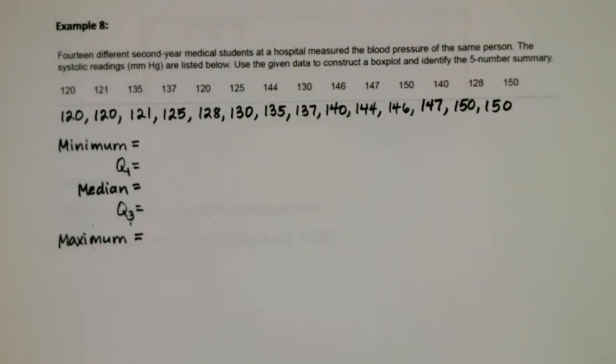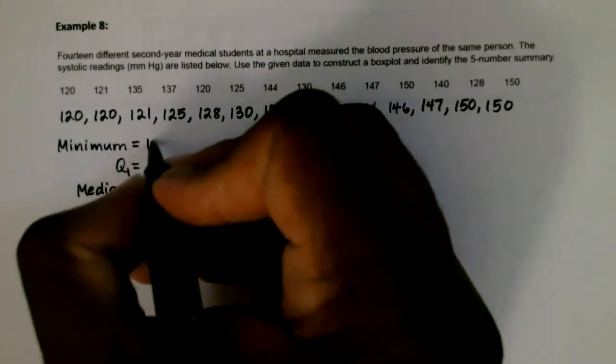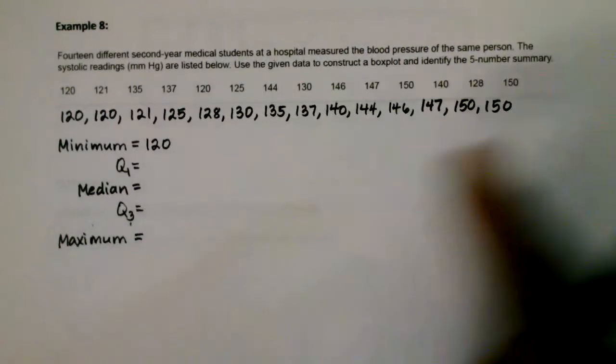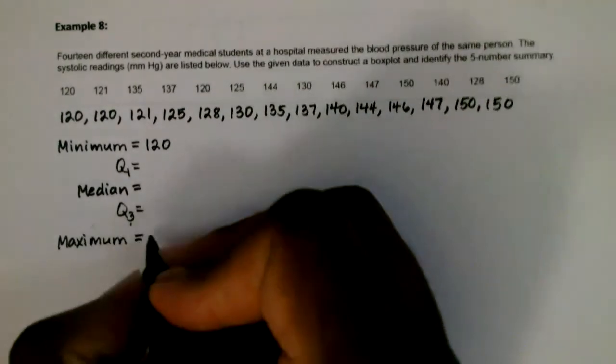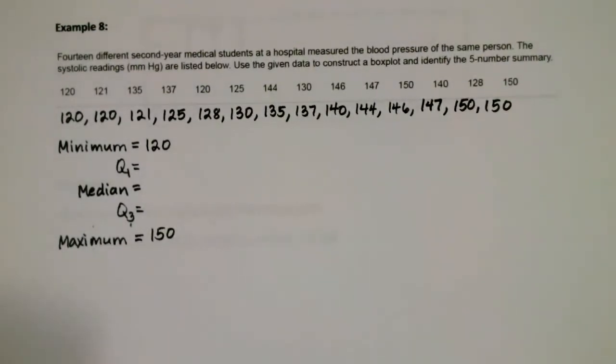Well, we can find out what the minimum is. The minimum there is 120, the smallest number in that data set. The maximum is the largest number. We see that's 150. Now we need to find the median of this data set.